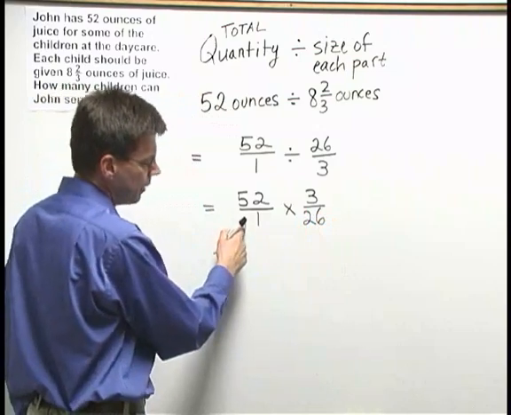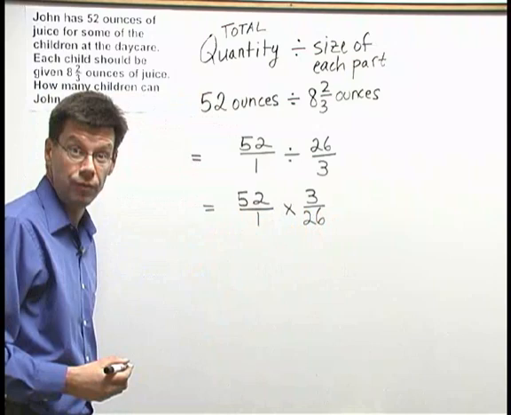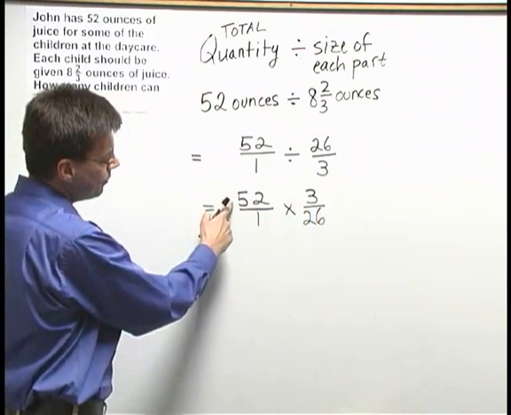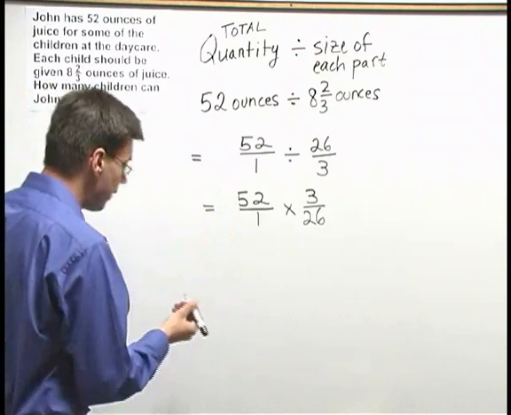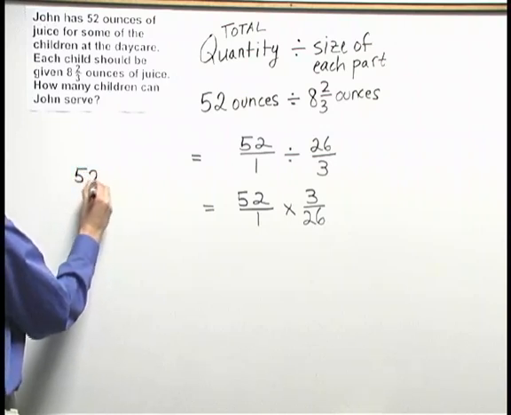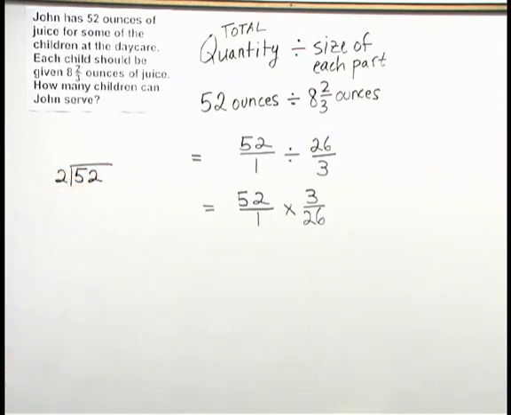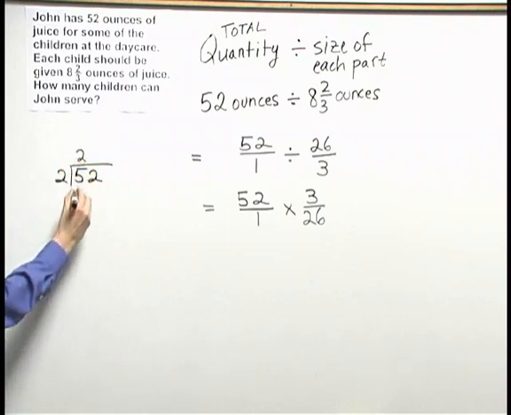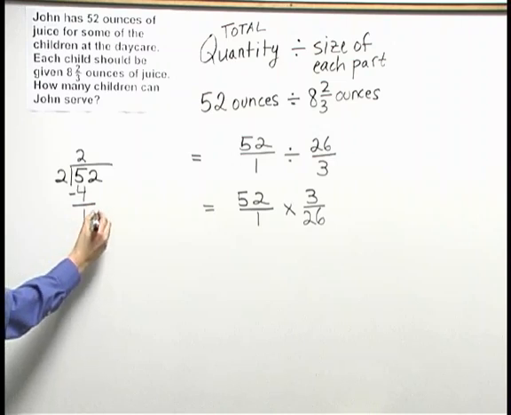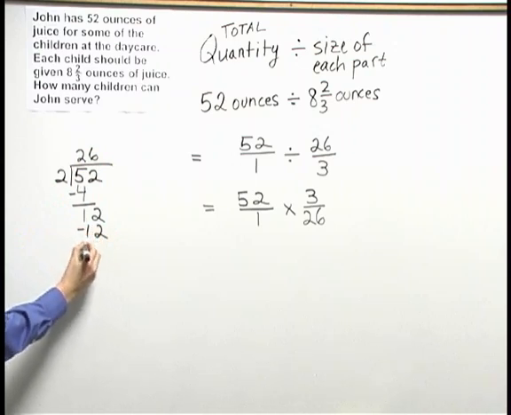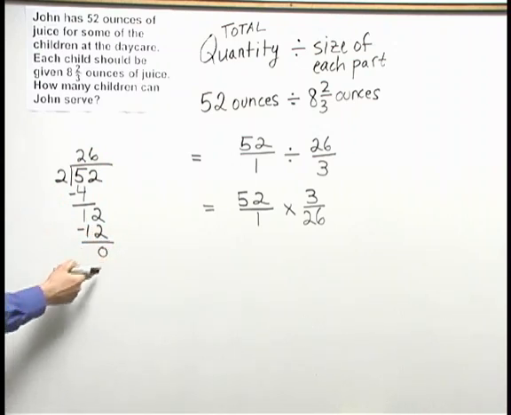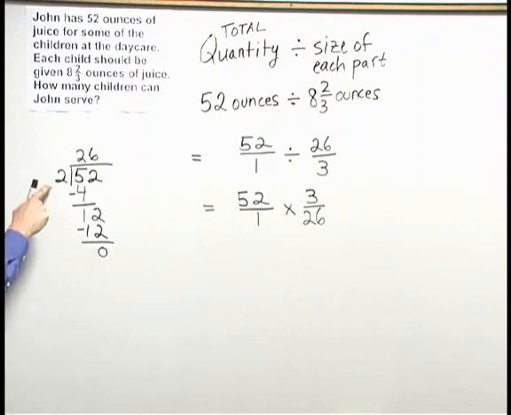Now that I'm multiplying, I'd like to see if I can do some canceling before going any further. I can break down the 52. 52 is an even number, so let's go ahead and divide that by 2. 52 divided by 2. 2 goes into 5 twice. 2 times 2 is 4. Subtract, I get 1. Bring down the 2. 2 goes into 12 6 times. 6 times 2 is 12. Subtract, I get 0. Because the remainder is 0 here in this division, I know the 2 out in front times the 26 above gives me the 52 on the inside.